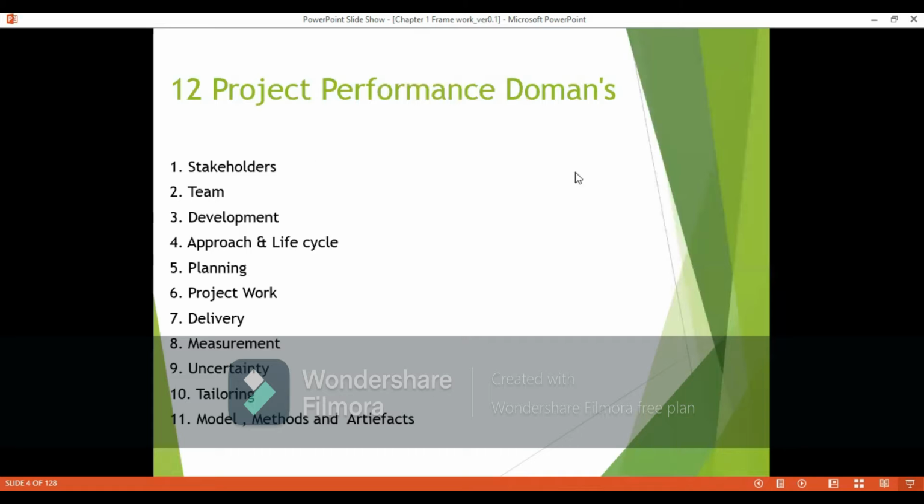Again, we have the 12 project performance domains: stakeholders, the team, the development team who are going to be working, the project life cycle, and the planning, the project work, that's the work going to be delivered, the delivery that's going to be performed, the measurements, the uncertainty, the risks, the tailoring solutions, the models, the methods, and the artifacts that you follow in order to accomplish your work and to emphasize success in your projects.